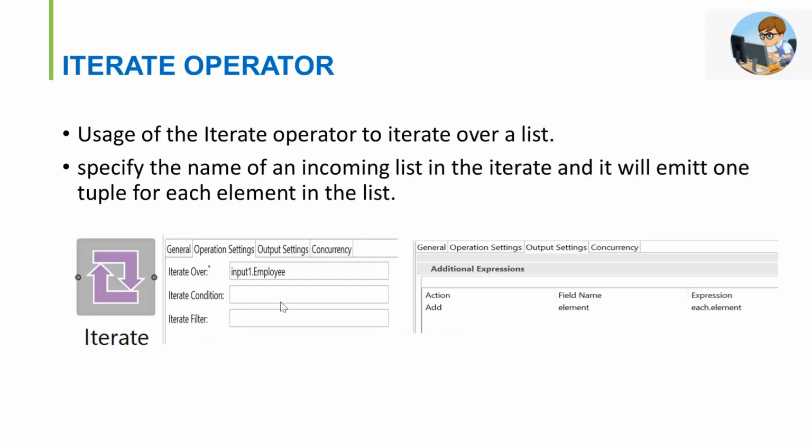Now we'll move into the iterate operator. The iterate operator will iterate the input list and emit each tuple from the list. Here in the operation settings, we need to provide our input list name. In the output settings, the element will be added by default. Under the element, each tuple will come from the provided list. Now we'll move into Streambase Studio and implement one business case.